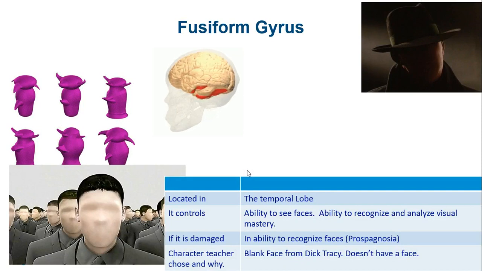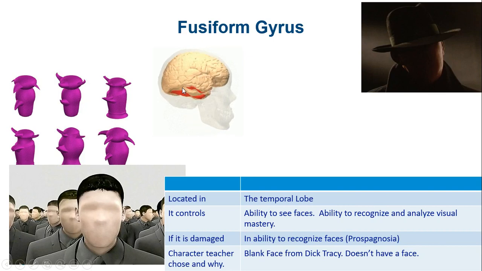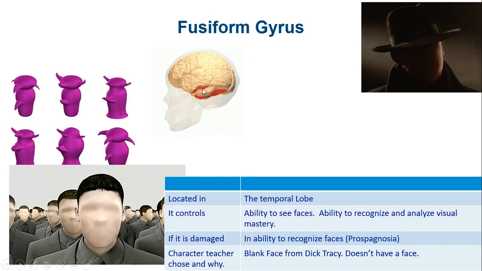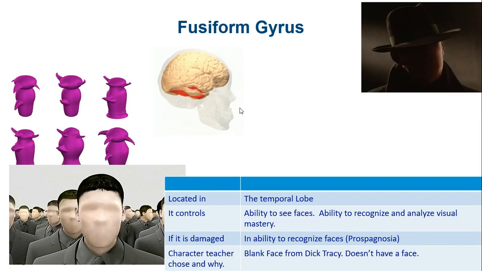Now, what you're seeing here is your fusiform gyrus. Remember, your fusiform gyrus is only in your right brain. If you look at the picture moving there with the brain, you see that the gyrus here is underneath the temporal lobe. That gyrus in your right brain is called the fusiform gyrus. Specifically, what it does is it helps you to see faces.